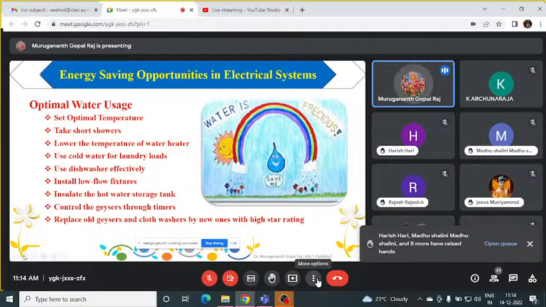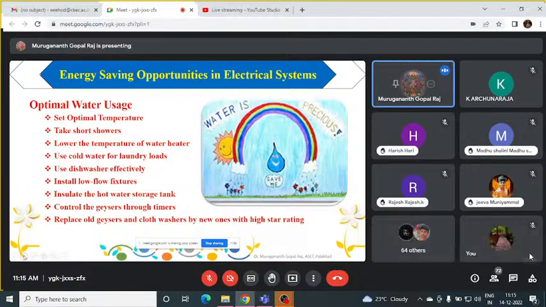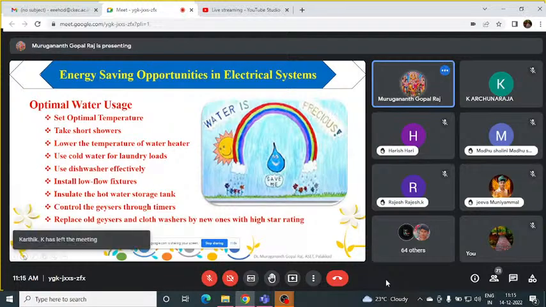So how to preserve water? Here also, set the optimal temperature. Sir, what is that? Where to set the optimal temperature? In the geysers, please set the optimal temperature. Don't make it too hot, then make it so cold. Right? Set an optimal temperature such that your body can withstand it, and that temperature is sufficient for you to take showers.